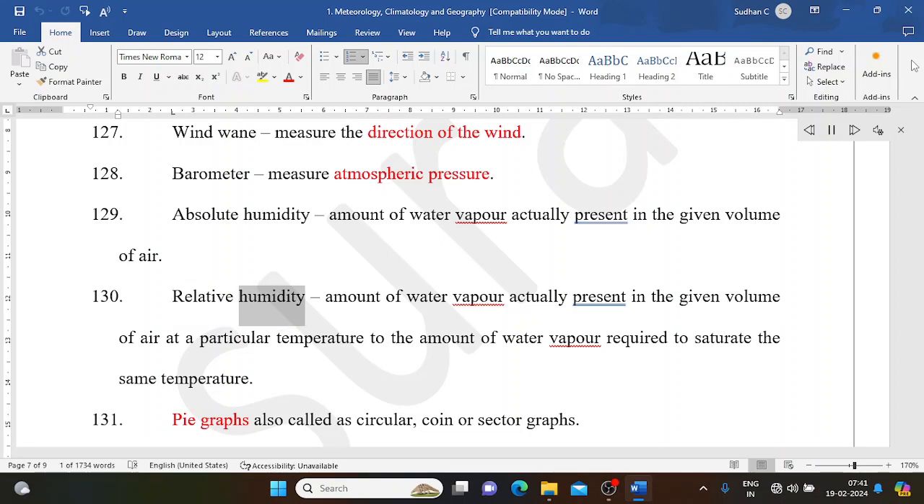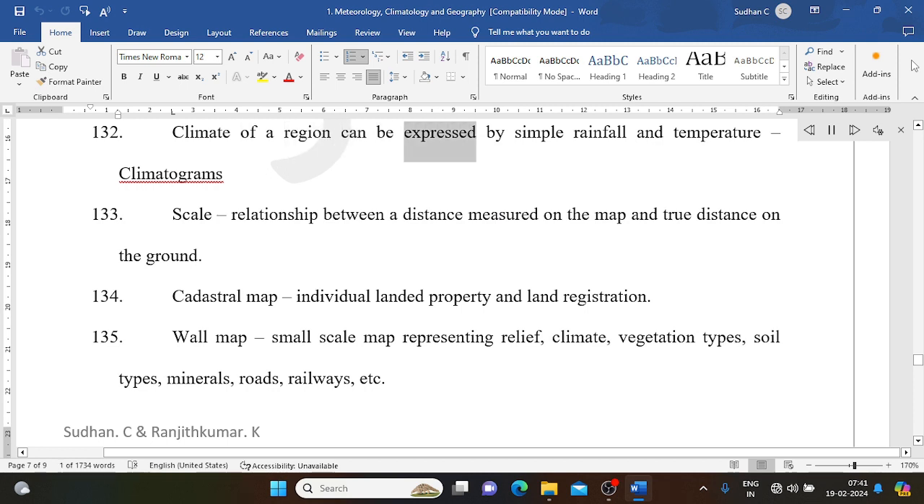Relative humidity is the amount of water vapor actually present in a given volume of air at a particular temperature, relative to the amount of water vapor required to saturate it at the same temperature. Pie graphs are also called circular, coin or sector graphs. The climate of a region can be expressed by simple rainfall and temperature climatograms.